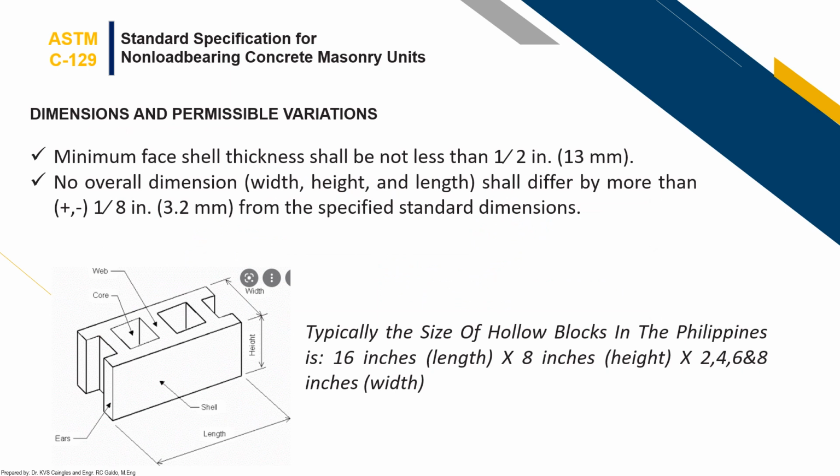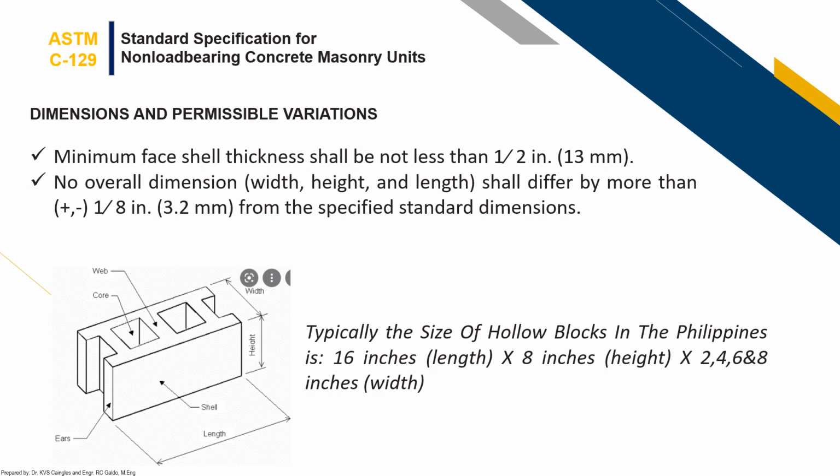So next is on the dimensions and the permissible variations. Okay? So mao na siya ang mga nakaspecify sa ASTM C129. First, on the dimensions and permissible variations, minimum face shell thickness shall not be less than 1/2 inch or 13 millimeter. And secondly, overall dimensions such as width, height, and length shall differ by not more than plus minus 1/8 inch from the specified standard dimension.